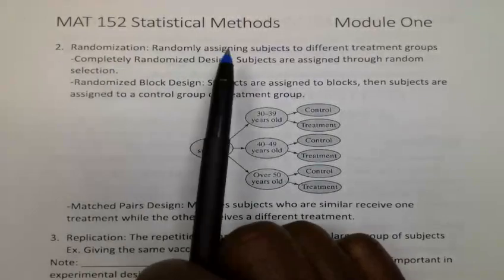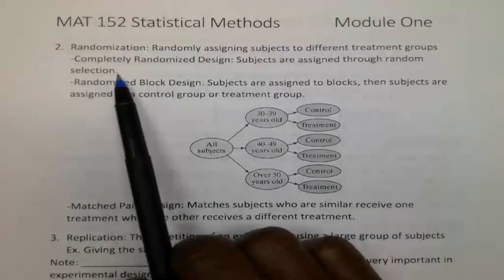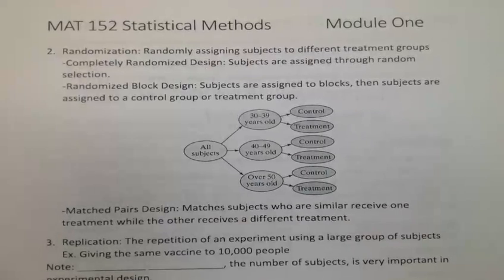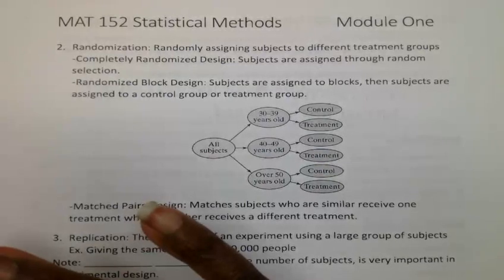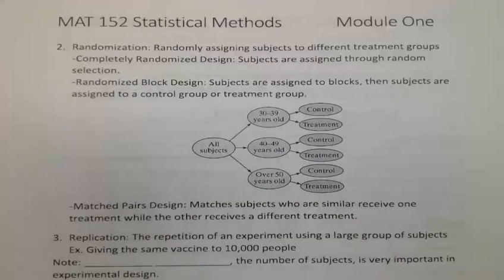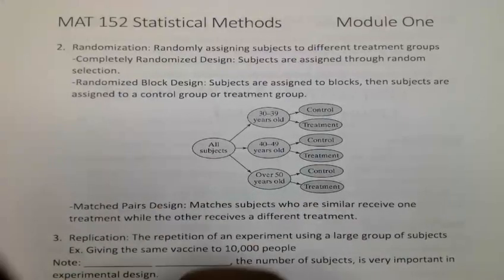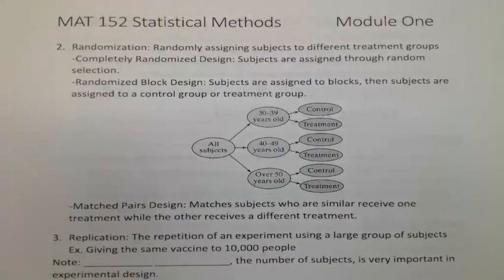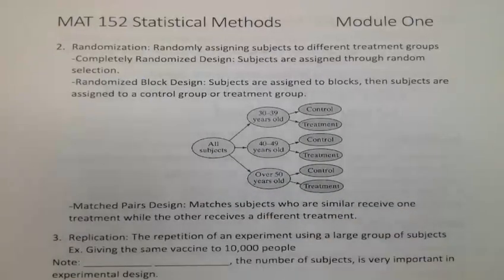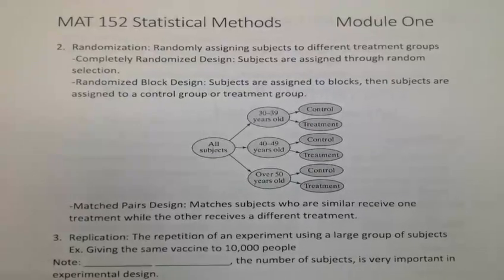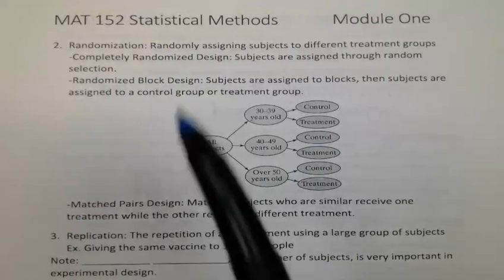So completely randomized design, subjects are assigned through random selection. So this is very, like I said, I won't say unreliable, but it's a little sketchy, I'll say, because randomly choosing people, you don't know if you're getting the right people for what you need. If that makes sense. All right. So this is subjects are assigned through random selection. There is no kind of guarantee that you're getting what you're supposed to be getting.